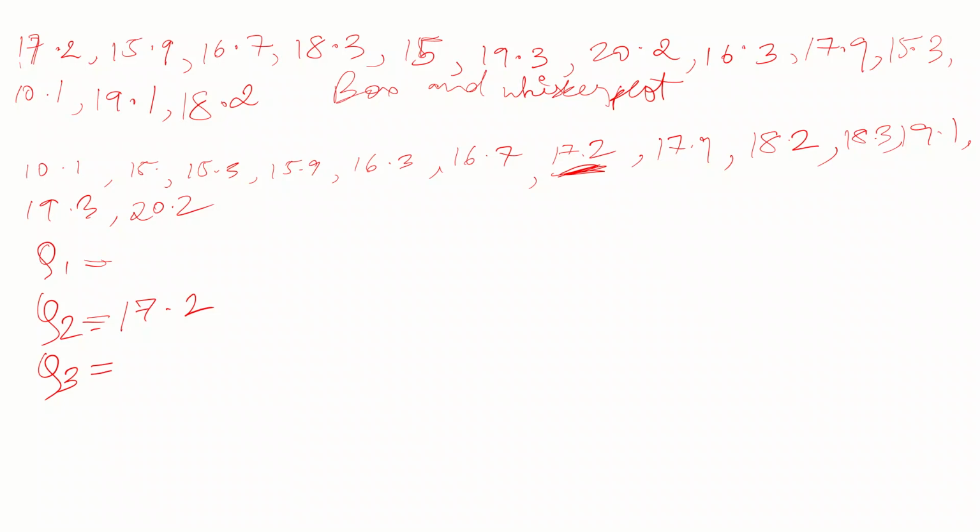So Q1, I got lost actually. It is 15.6, the average of these two. Yes. And Q3 will be 18.7. Average of which ones? Q3 is the average of the 10th and 11th. These two? Yes, the 10th and 11th. It will be 19.1, and it will be 18.7.